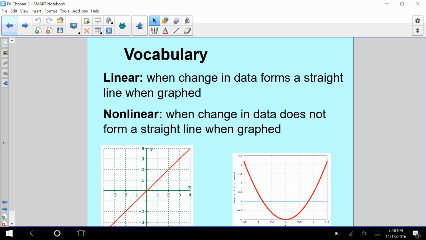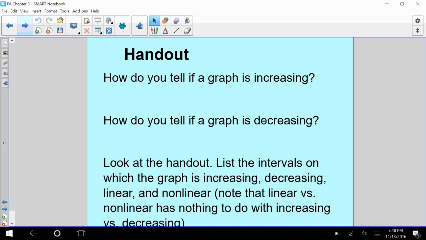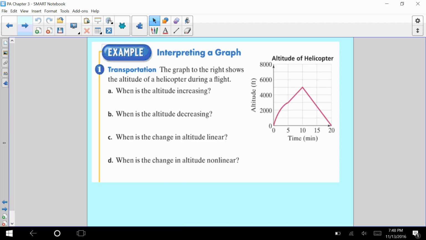Linear is when a change in data forms a straight line when graphed. Nonlinear is when a change in data does not form a straight line when graphed. Got a picture of each one here for you. The one on the left is your linear because it makes a line. The one on the right is nonlinear because it makes a curve. So let's look at interpreting a graph.